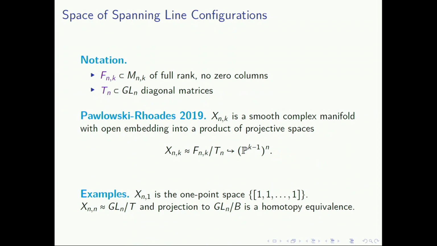Then you have the general linear group is what FNK turns out to be. So the general linear group modded out by the torus on the right. It's a nice space, and it projects down to the flag variety G mod B by just quotienting out by some additional stuff. And it's really nice because it's homotopy equivalent to the spanning line configurations. So that means that the cohomology ring is the same. So it's clearly a nice way of thinking about the things that we already know and love in this new context.